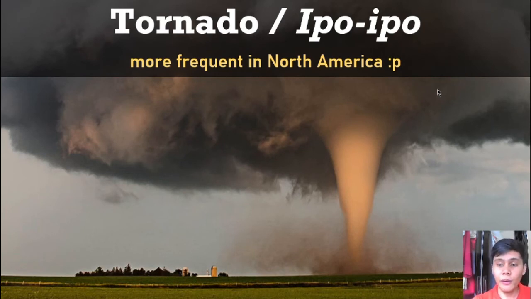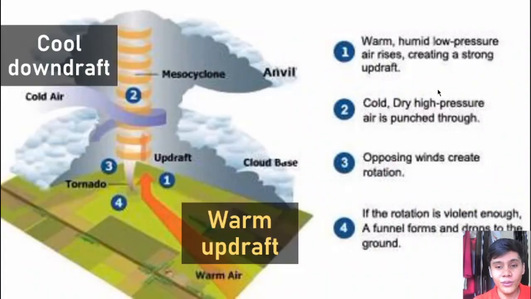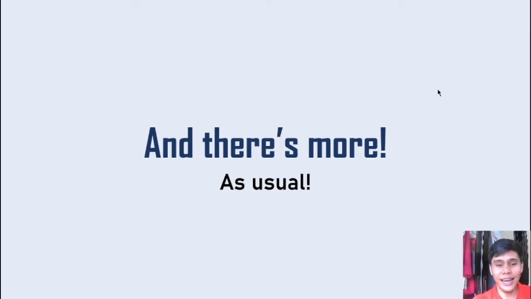And a special type of formation that occurs with some very strong storms are tornadoes, or ipo-ipo in our native language. So they're more frequent though in North America. We don't see this very often or very strongly here. So they form from cool downwards air and warm upwards air, turning into a net rotation. And if that net rotation becomes heavy and strong enough, it can touch the ground. And that's called a tornado. And there's more, as usual.